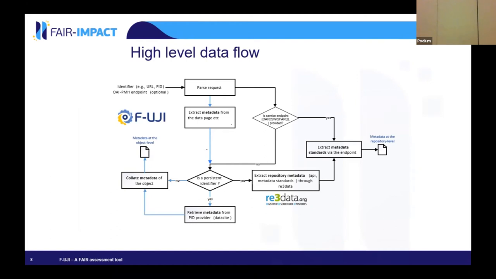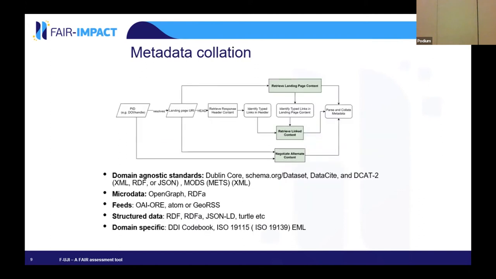Fuji is further using, for example, this open access initiative interface, if present, to identify if the specific metadata is provided and to identify which other metadata standards are supported. It is also using additional third-party services such as re3data API to get more information about the data provider and its capabilities generally. So this shows how metadata collection works in detail.